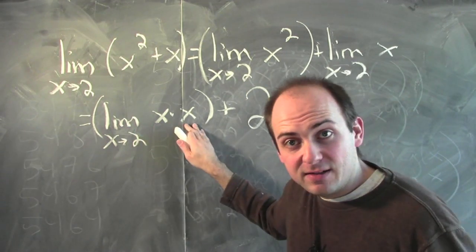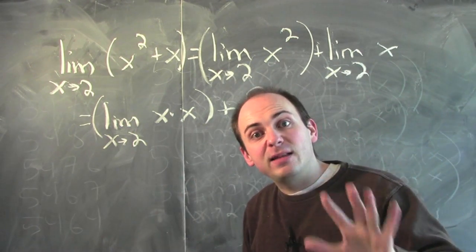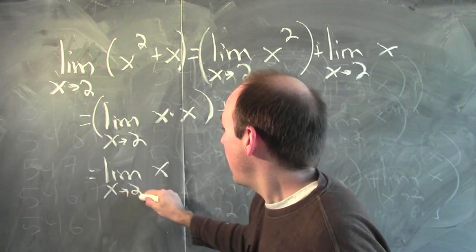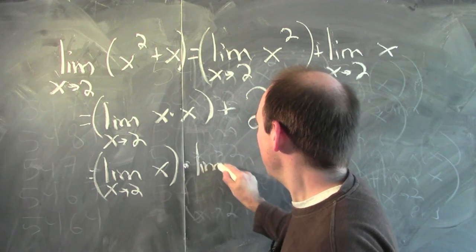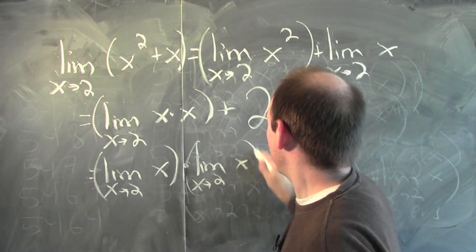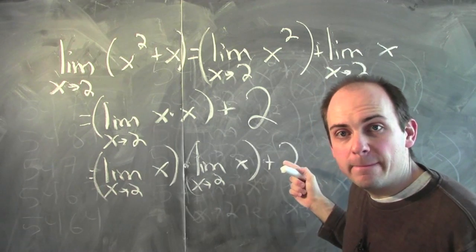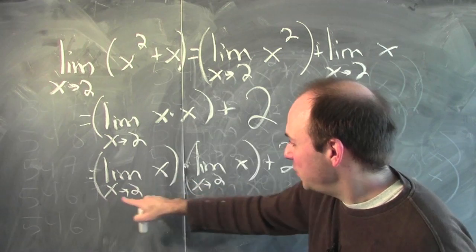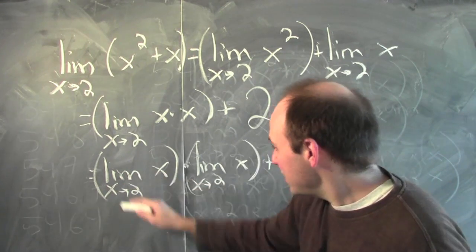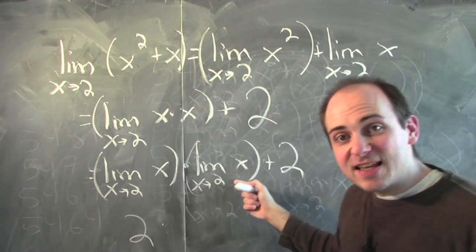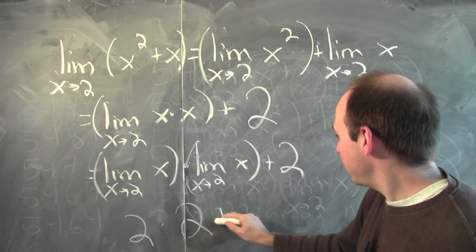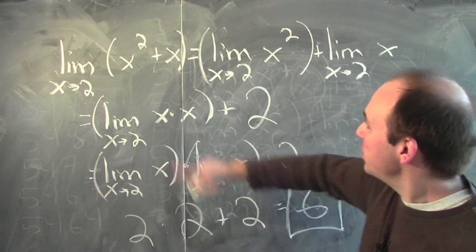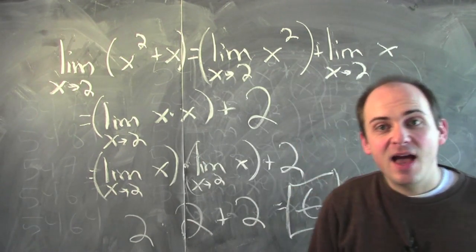Now this is the limit of a product. And the limit of a product is the product of the limits provided the limits exist. So this limit is the limit of x as x approaches 2 times the limit of x as x approaches 2 plus 2. Now again, the limit of x as x approaches 2, what can I guarantee that x is close to if x is close to 2? Well, 2. So this is just 2. This limit is the same thing. It's again just 2. And here I have plus 2. 2 times 2 plus 2 is 6, which is the value of the limit of x squared plus x as x approaches 2.